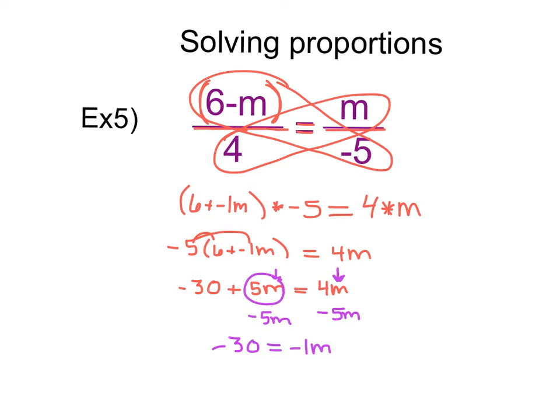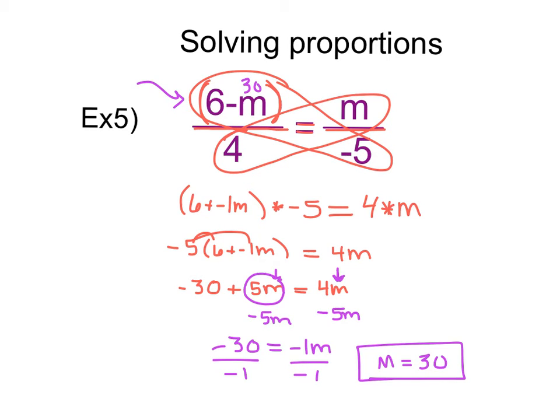And then I actually almost have m by itself. I just divide both sides by negative 1, so m becomes 30. Now this might seem a little bit strange, but if we come back up here and brainstorm what this would look like if we were to substitute that 30 in there, that first part, 6 minus 30, if we put 30 in for m, that would become negative 24 over 4. And if we put 30 in for m here, we would get 30 over negative 5.